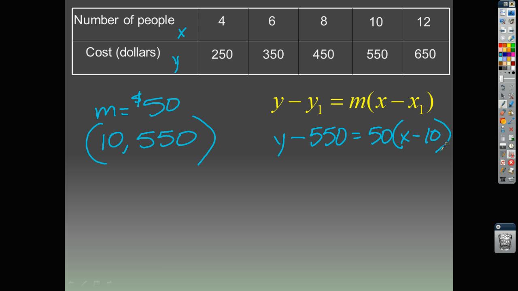Let's rewrite this in slope-intercept form. Y minus 550 is equal to 50x minus 500. Then I will add 550 to each side, so I get y is equal to 50x plus 50. Okay, and there you have it. Make sure you have taken notes, bring them to class, and we'll get working on this some more.